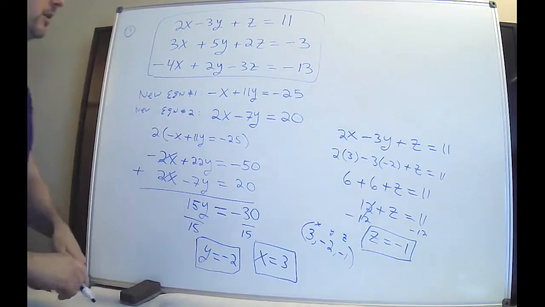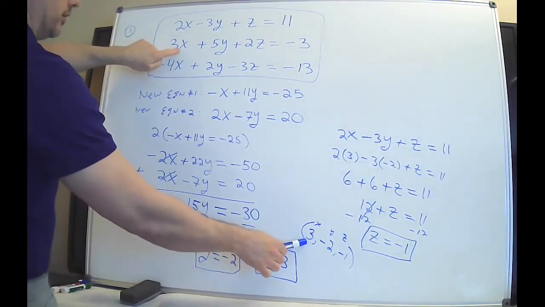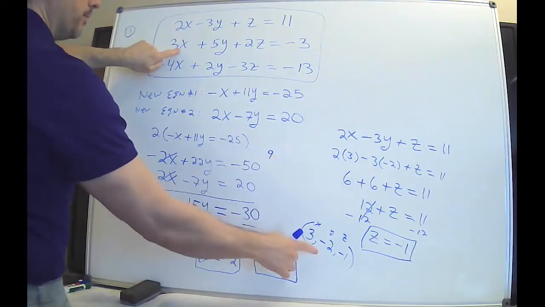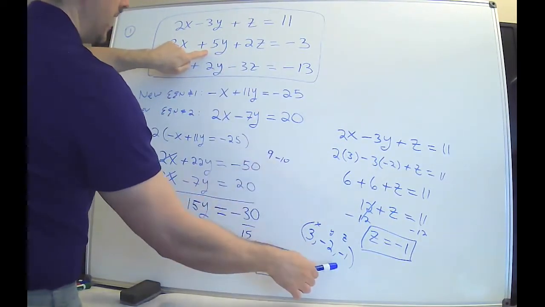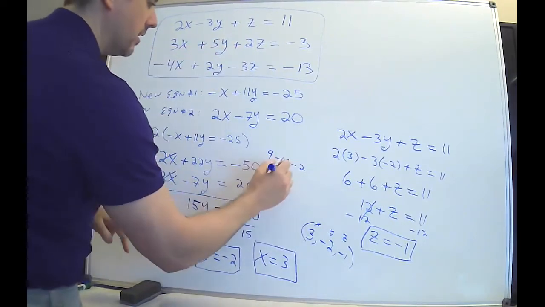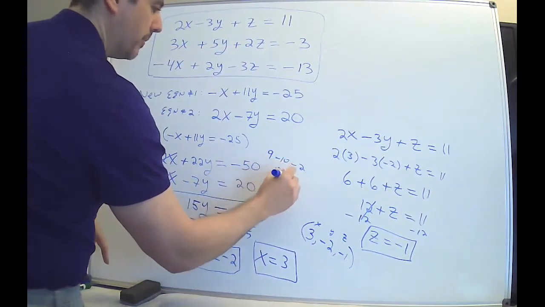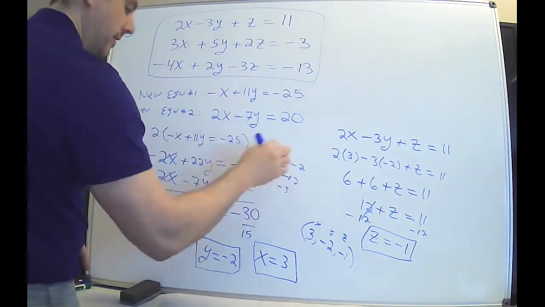You can check and make sure. I'll just do one of them. X is 3. 3 times 3 is 9. Y is -2. 5 times -2 is -10. And then z is -1. 2 times -1 is -2. So let's see, 9 minus 10 and minus 2 is -12. 9 minus 12 is -3. Yay, -3 on the other side. It works.